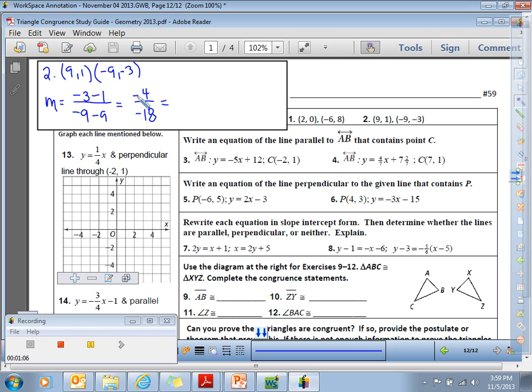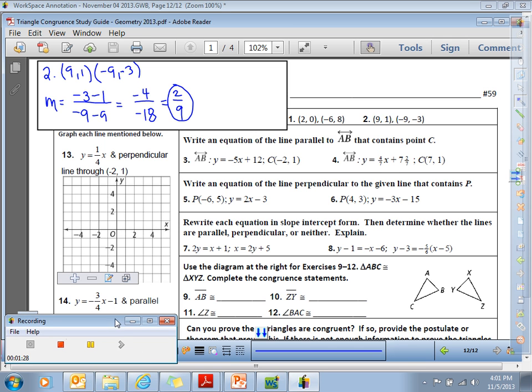Okay, we can simplify that. A negative over a negative is just a positive. And then we have 4 and 18. Those are both even numbers, so divide by 2 and you'll get 2 over 9. So that will be the slope for number 2.